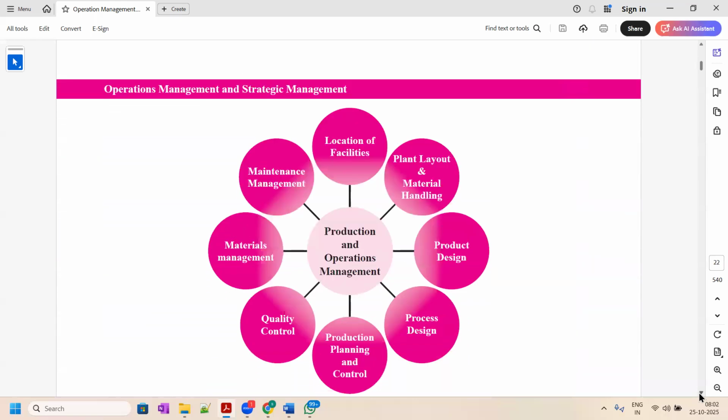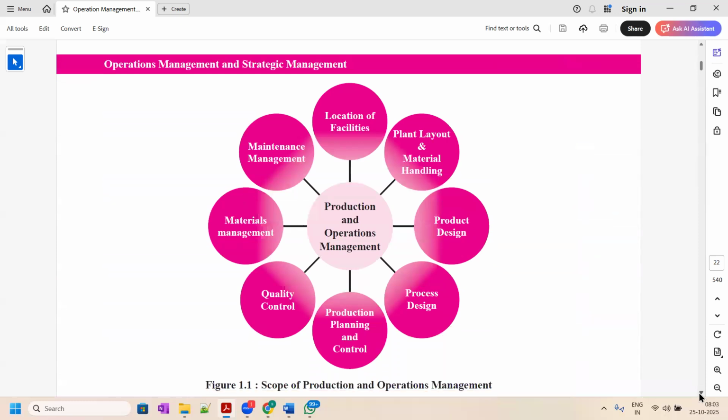So these are the parameters we talked about in the scope of operations management. It can be location of facilities, deciding the best place to set up the factory or the production unit. It can be plant layout and material handling, planning how machines, workers and materials are arranged for a smooth workflow. It can be product design, designing what the product will look like and its features. It can be process design, deciding how the product will be made, which production process will be used.